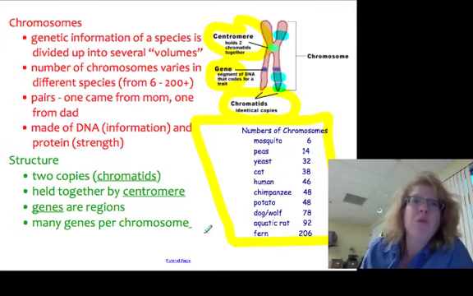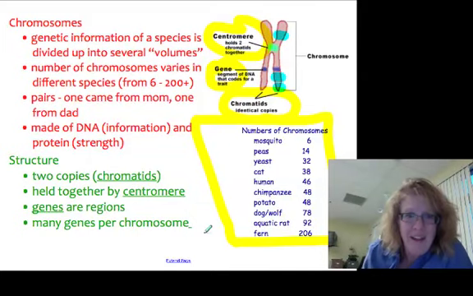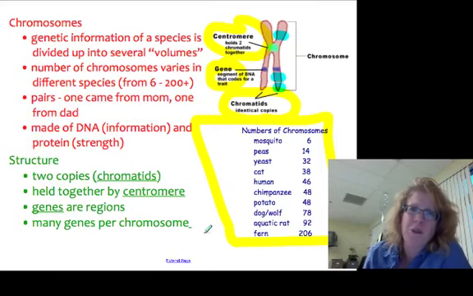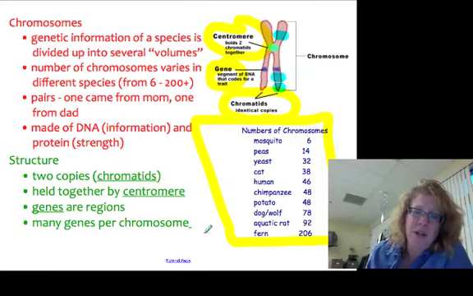Dogs have almost double what we have, 78. And there's a particular species of fern, I didn't put the full scientific name on there, that has over 200 chromosomes. So I don't think anyone would argue that a fern is more complex than you are. But in general, the number of chromosomes isn't really related to that.